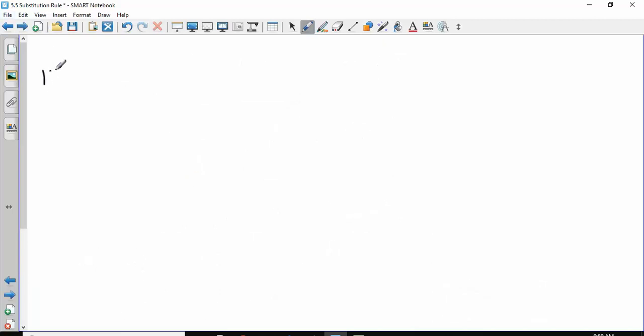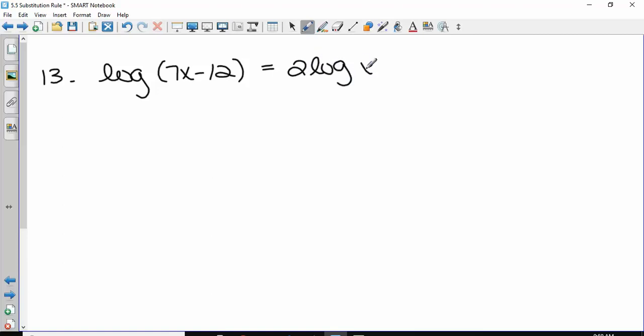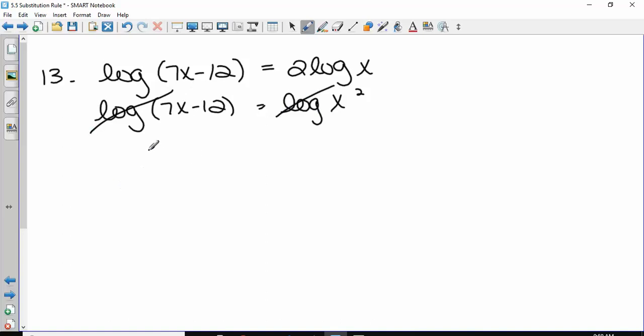Number 13. So this takes us into the third type of problem, where everything has a log. You start first using properties of logs. If you have a coefficient, what do you do with that? Exponent. So that's the log of x squared, dropping it on. Now if you have a log on each side, you can just drop them.